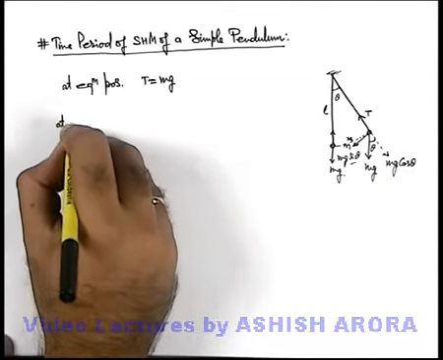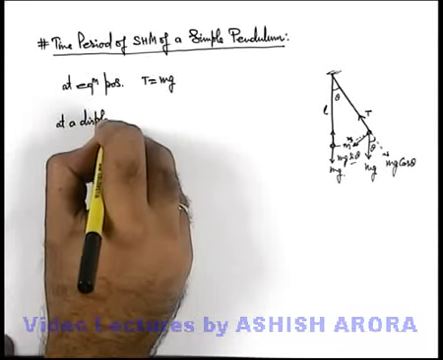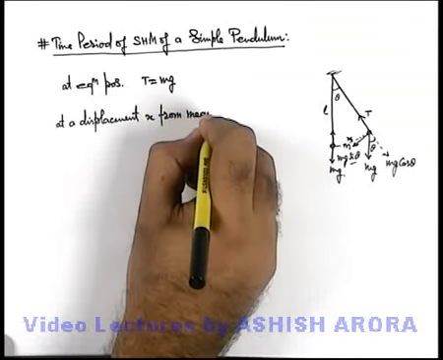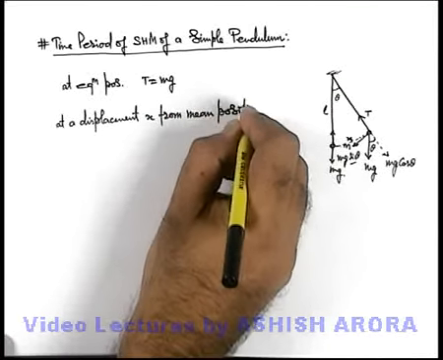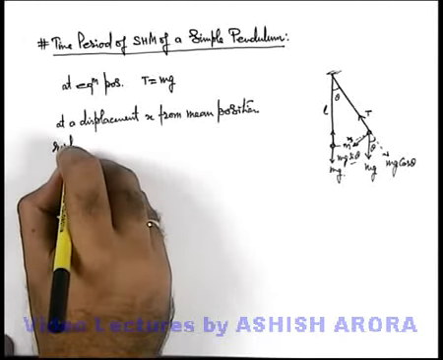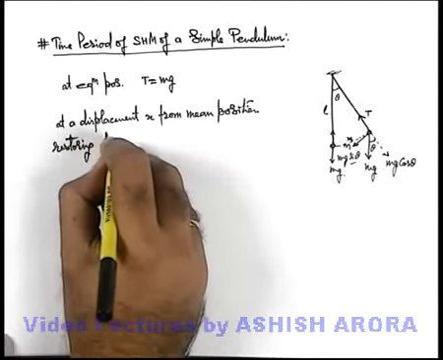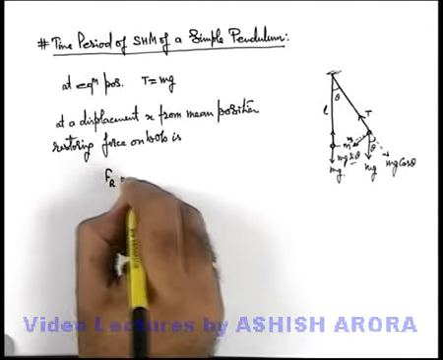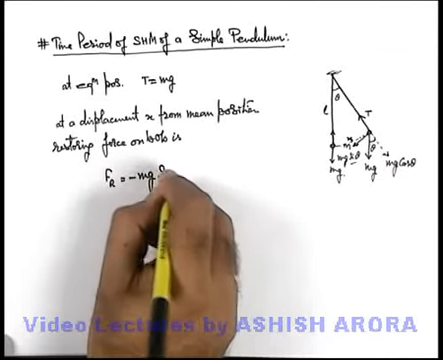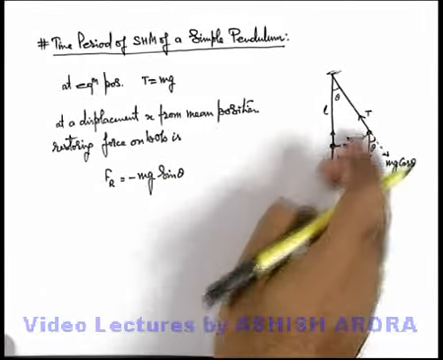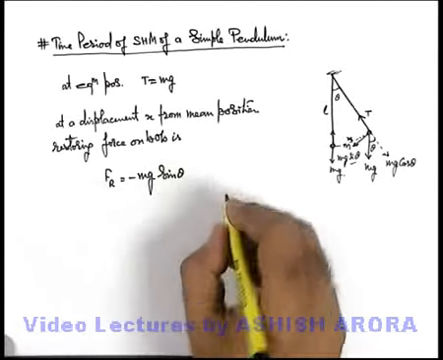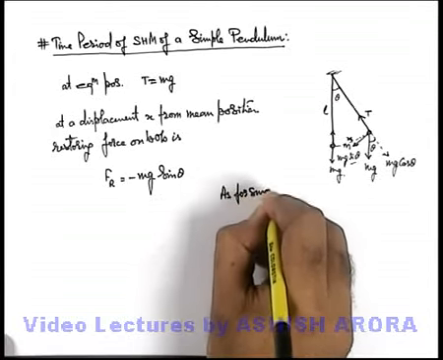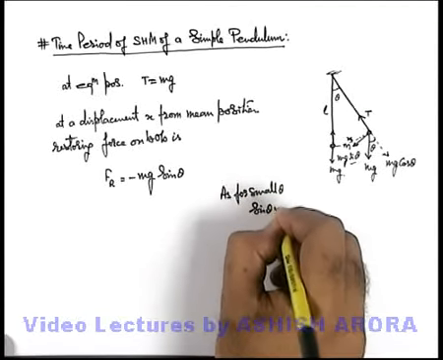So we can state at a displacement x from mean position, if we calculate the restoring force on the bob, this restoring force can be written as minus of mg sin theta, as it is having a tendency to bring the bob back. Now in this situation, we know that for small theta, sin theta is approximately theta.